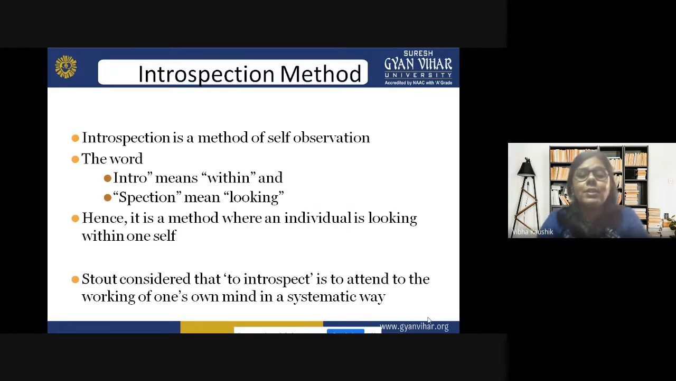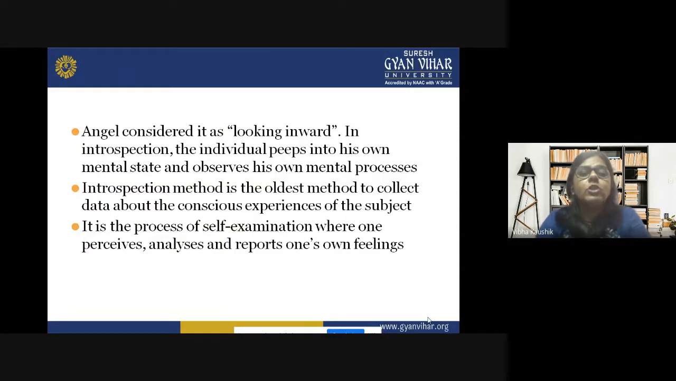Stout considered that to introspect is to attend to the working of one's own mind in a systematic way. Angell considered it as looking inward, and considered introspect as looking inward.